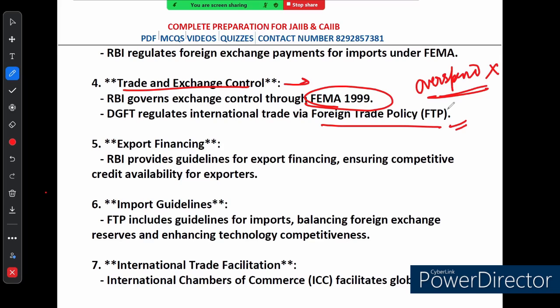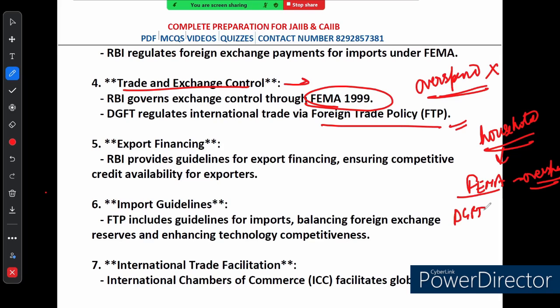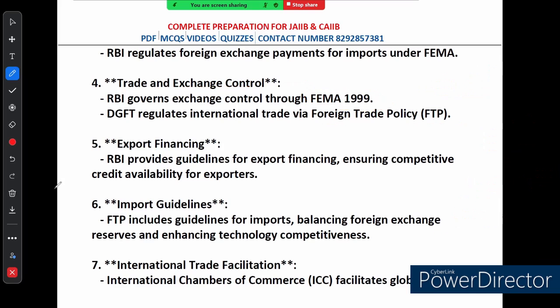Imagine we are managing our household budget. I'm giving an example. So FEMA is like making sure we don't overspend, while DGFT makes rules about what products we bring into our house, right? So this is how both can be differentiated.